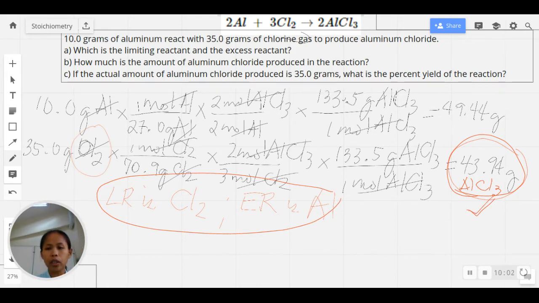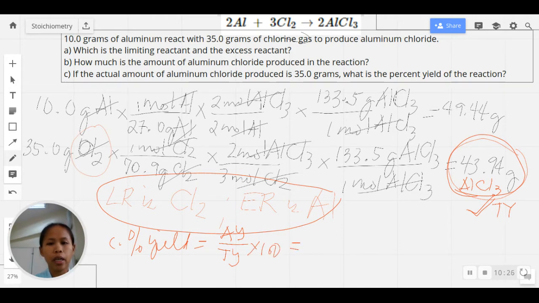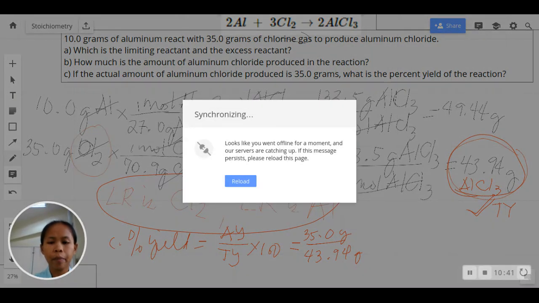And so, if we know that this is our theoretical yield for aluminum chloride, then we're ready to calculate for the percent yield, letter C. So, you know that percent yield is equal to actual yield over theoretical yield times 100. So let us put them. What is our actual yield? It's given in the problem. It is 35.0 grams over our theoretical yield. We just got that. That's 43.94 grams. We cancel out the gram and then we multiply this by 100.